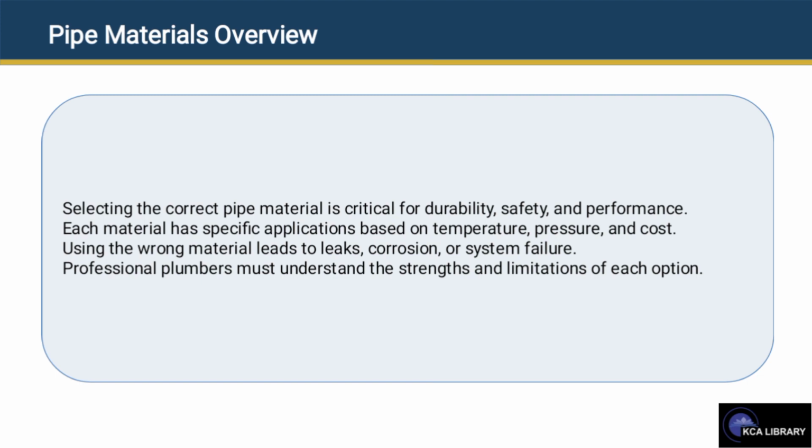Now let's look at selection of pipe. How do you select a pipe? Selecting the correct pipe is critical for durability, safety, and performance. Each material has specific applications based on temperature, pressure, and cost. Using the wrong material can lead to leaks, corrosion, or system failure. Professional plumbers must understand the strengths and limitations of each option.